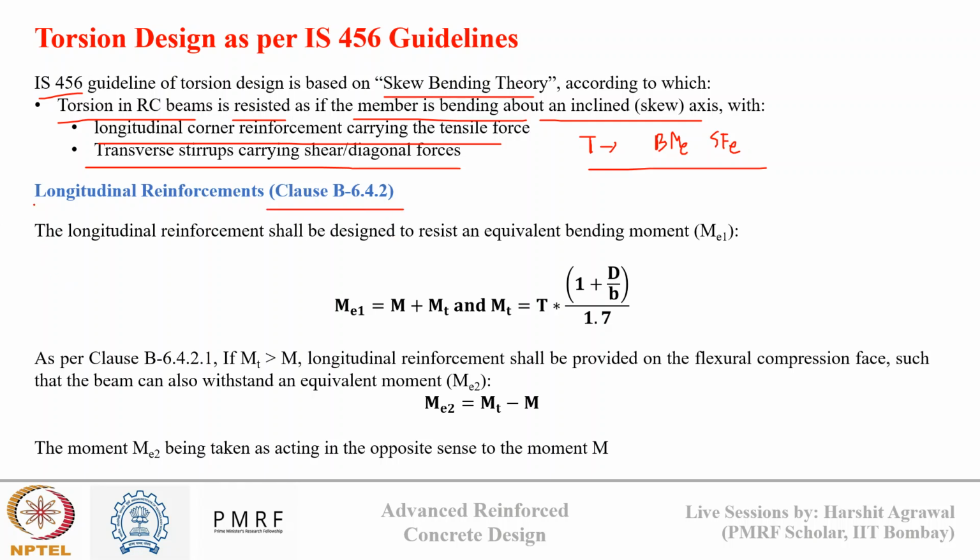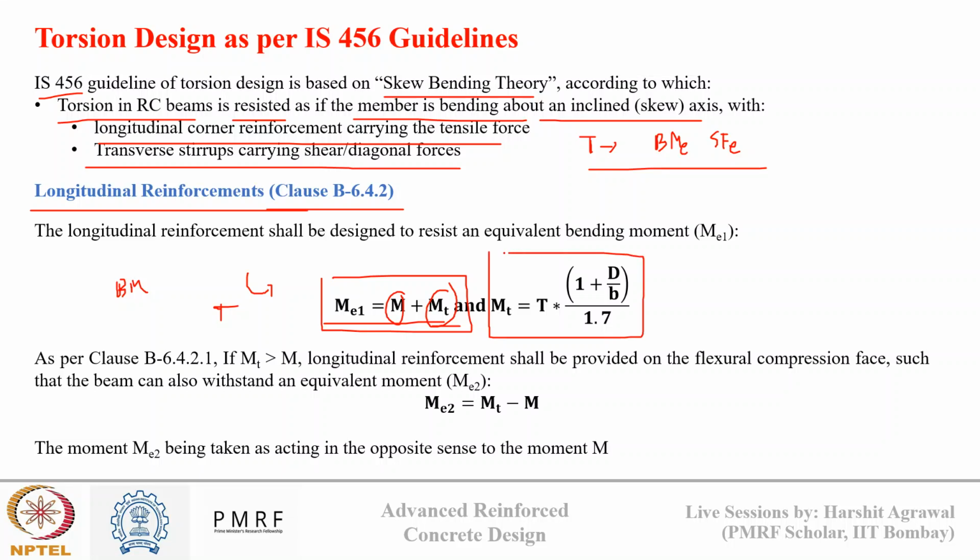For getting the effective longitudinal reinforcement we need to calculate the effective moment. This effective moment is given by Me1 = M + Mt, where M is the bending moment happening due to loading and Mt is the torsional moment that we are applying on the beam. So we calculate the net moment. And how do we estimate this torsional moment if we know the torque? That is given by this equation: Mt = T times (1 + D/b) / 1.7.